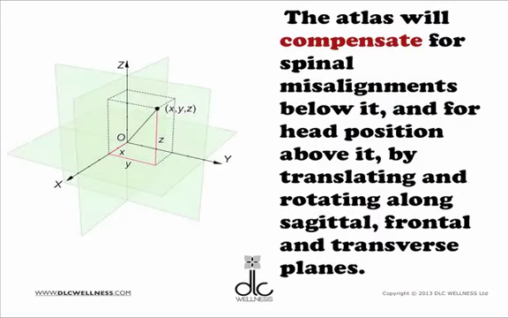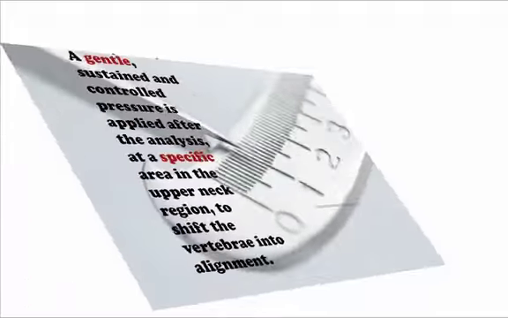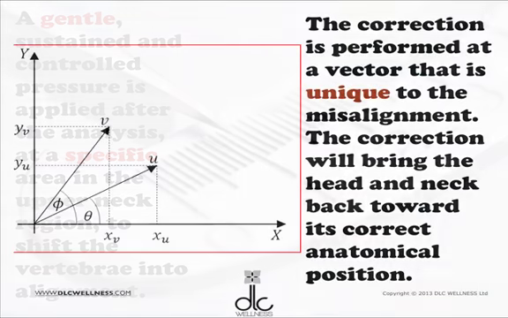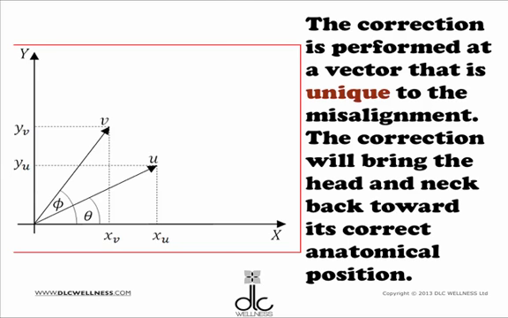The atlas will compensate for spinal misalignments below it and for head position above it by translating and rotating along sagittal, frontal, and transverse planes. A gentle, sustained, and controlled pressure is applied after the analysis at a specific area in the upper neck region to shift the vertebrae into alignment. The correction is performed at a vector that is unique to the misalignment. The correction will bring the head and neck back toward its correct anatomical position.